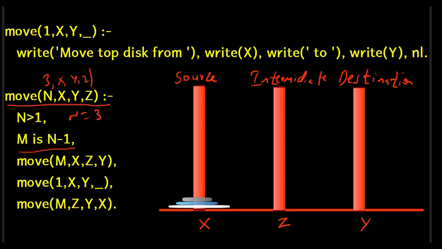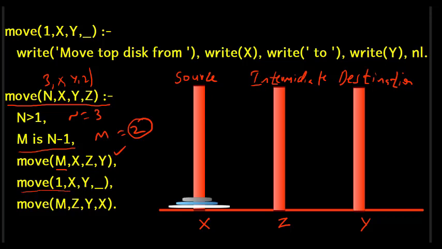So m is n minus 1, which means m will become equal to 2. Now move m, x, z, y. In this case m will be instantiated to 2, and x is our source, z is the intermediate, and y is the destination. Next this will be executed and these things will be instantiated.